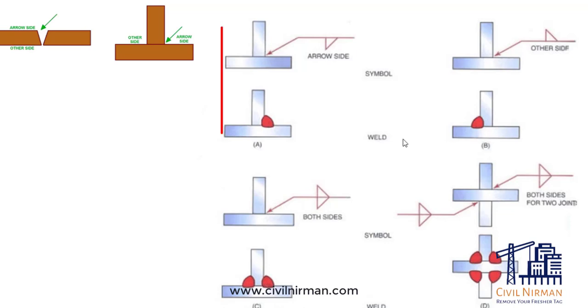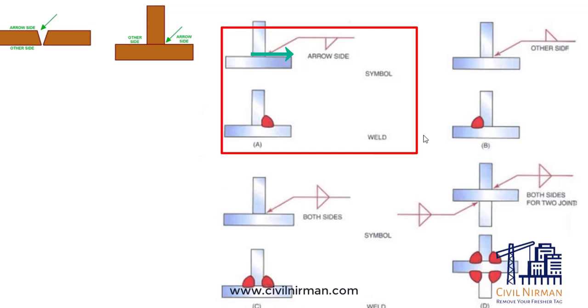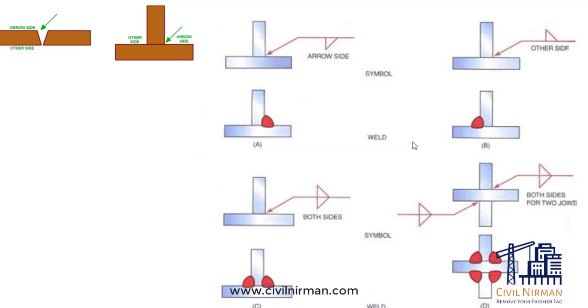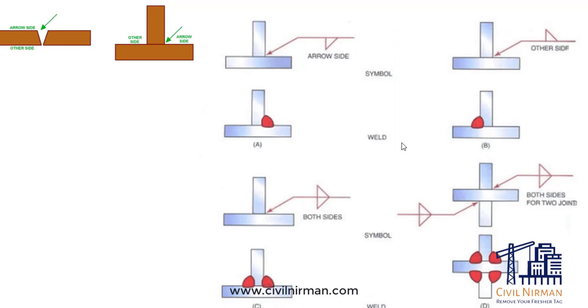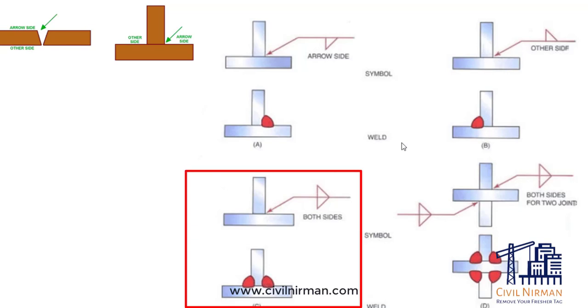If the information is written below the reference line, on the arrow side of the weld symbol, the weld is carried out on the side of the joint at which the arrow points. If the information is written above the reference line, the weld is carried out on the opposite side of the joint, not on the side where the arrow is pointing. Engineering drawings sometimes call for welds on both sides of the metal piece, so you will see information written on both sides of the reference line.